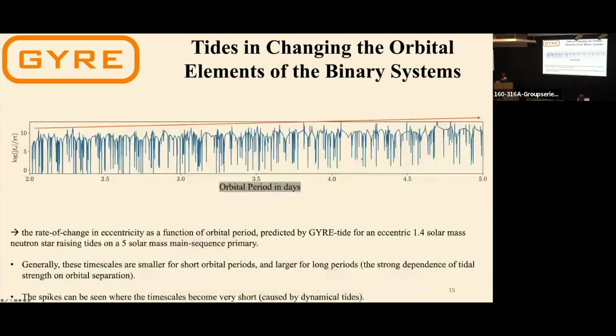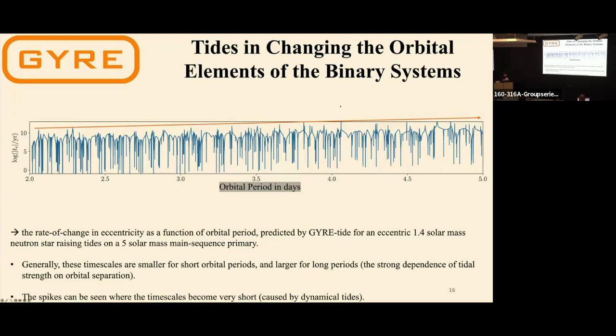Another functionality in GYRE-tides is that we can also calculate the rate of change of many important orbital parameters, such as the semi-major axis, eccentricity, the spin rate of the primary star, and also the torque exerted onto the star. Here I'm showing a plot where the y-axis is the time scale for orbital circularization as a function of orbital period in days, for a 5 solar mass main sequence star with a 1.4 solar mass neutron star as a companion. The neutron star is just treated as a point mass.